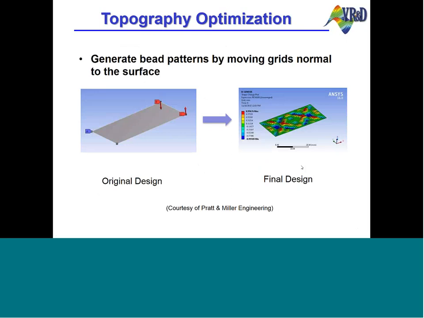For topography optimization, it is used to generate the bead patterns by moving the grids normal to the surface. So here you start with a flat plate, and the topography will try to move the grids up and down, and then create the bead patterns. This will make the flat plate stiff.